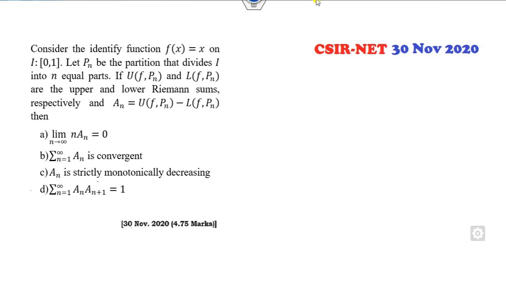Look at another one. Consider the function f as the identity function on the interval 0, 1. P is the partition divided into n equal parts. I can divide it equally, into n minus 1 and 1. Very simple.